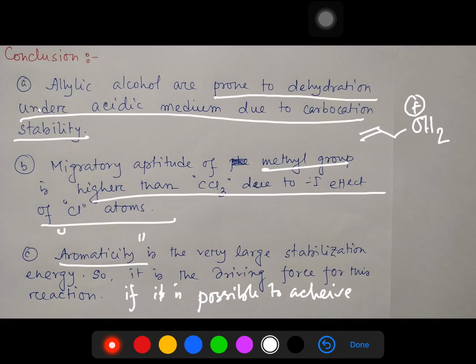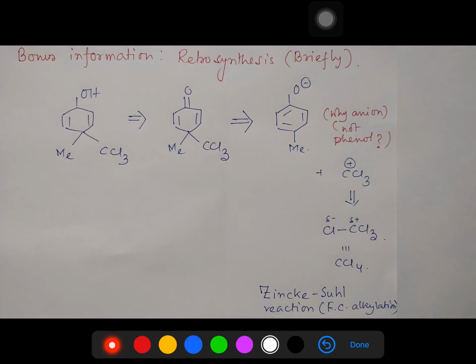So now let's come to our last part, the question I told you, the retrosynthesis. That is bonus information. As bonus information I am giving you the retrosynthesis part. So how could this molecule be prepared? This molecule.